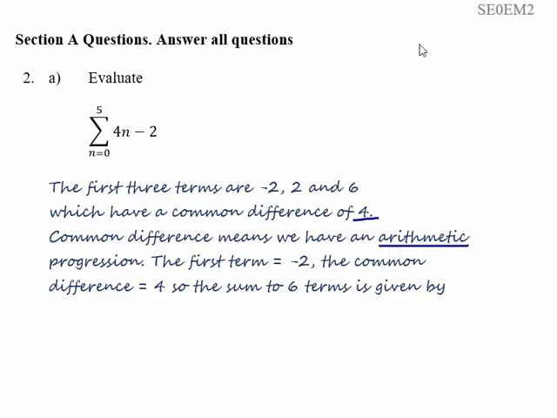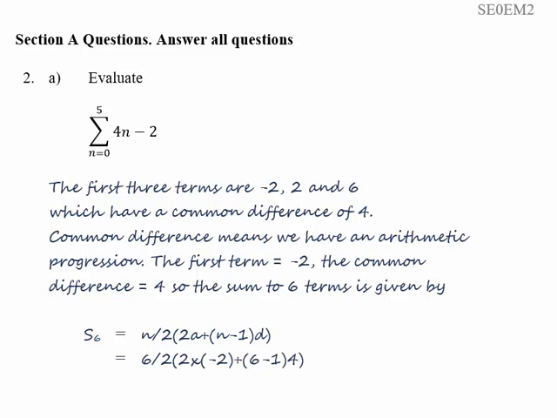So the sum to 6 terms, notice this is going from 0 to 5, so the sum to 6 terms is given by n over 2 brackets 2a plus n minus 1 d. Putting the values in, we get the sum to 6 terms is equal to 48.